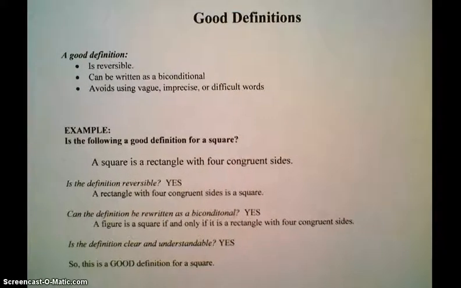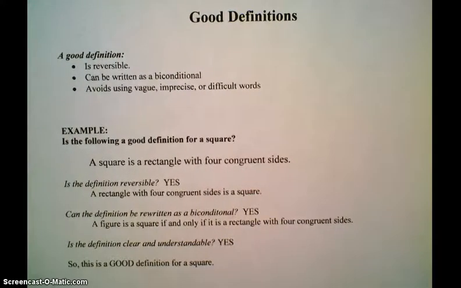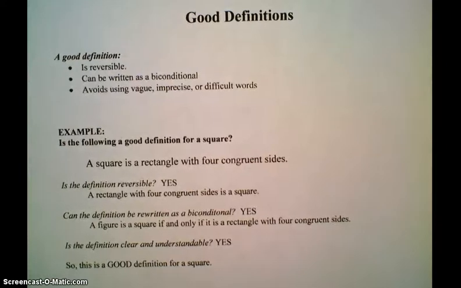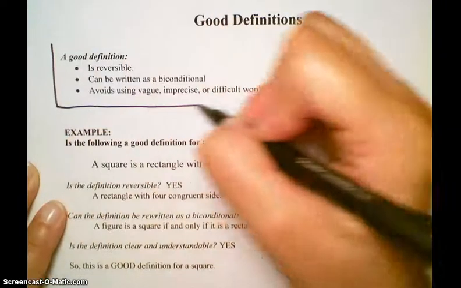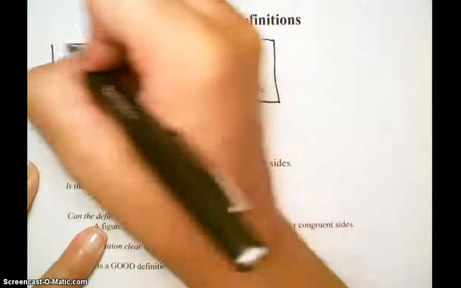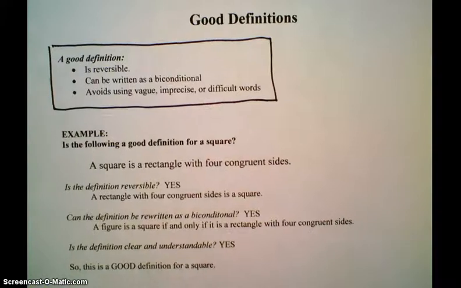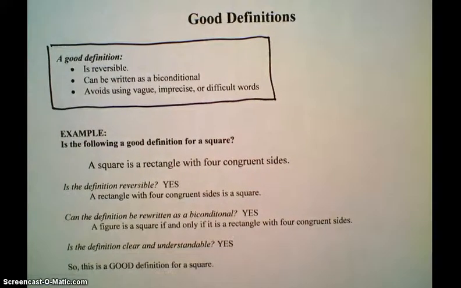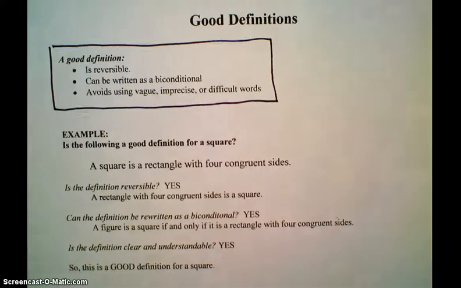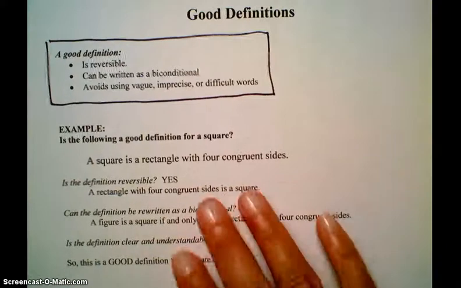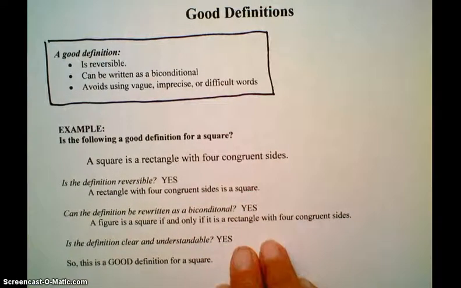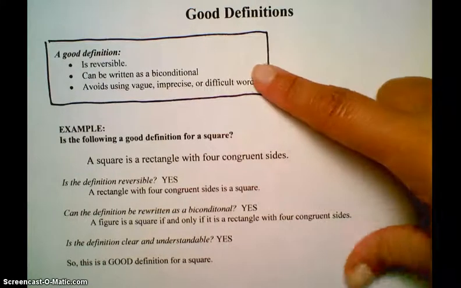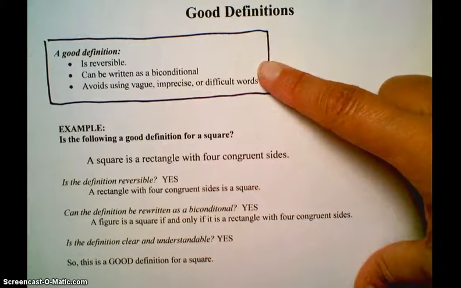Okay, we're discussing the second objective of Chapter 2, Section 3, which is good definitions. And we can see up at the top, and this is very important, a good definition is these three things. Reversible. It can be written as a biconditional, and it avoids using vague, imprecise, or difficult words. So the example given here is for defining a square, and it goes ahead and walks through the questions based upon the parts of a good definition.